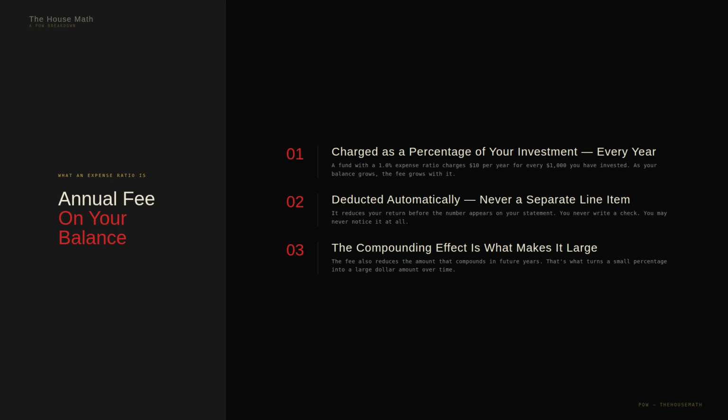A fund with a 1.0% expense ratio charges $10 per year for every $1,000 you have invested. As your balance grows, the fee grows with it. And unlike a flat fee, it also reduces the amount that compounds in future years. That compounding effect is what turns a small percentage into a large dollar amount over time.